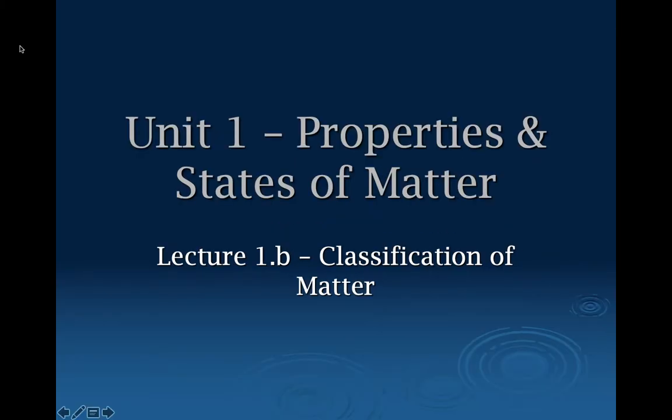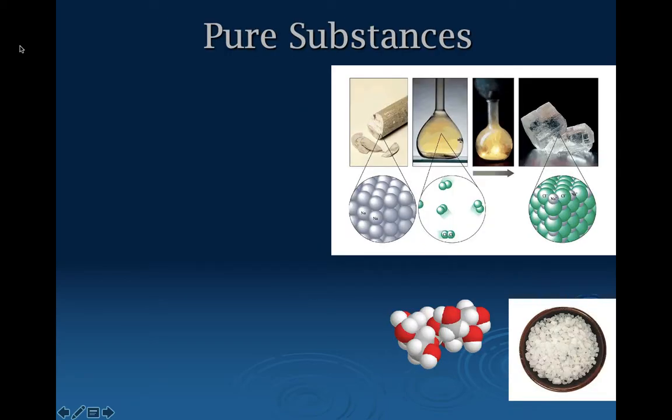All right, chemistry students, we start 1B today. We did 1A in the last class. 1B is the classification of matter. And remember, we should know what matter is, plus many other Unit 1 vocab words. So let's get into this.